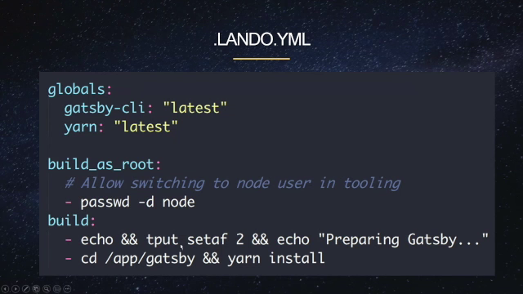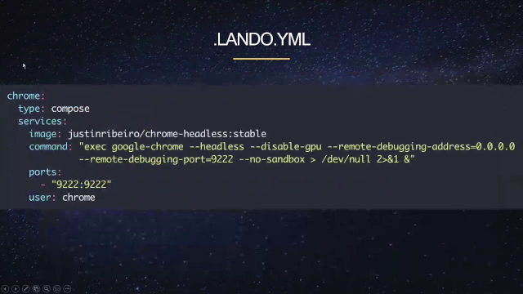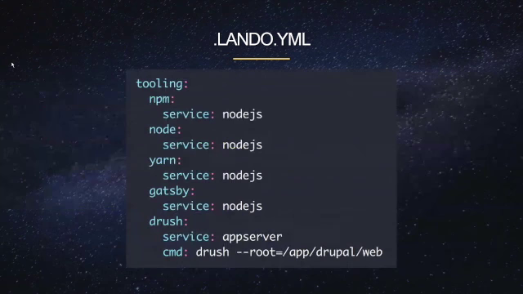The build steps on this, I just put a message here. It's colorful. I think it's either blue or green. I forget. But it just says preparing Gatsby. And then it changes directory into the Gatsby directory where I have all of my Gatsby files stored, and it runs yarn install. Yarn, if you're not familiar, is a lot like Composer, but for the JavaScript side. And it downloads all of your dependencies for the Gatsby side. This actually is in the wrong spot, so we'll skip right over it.